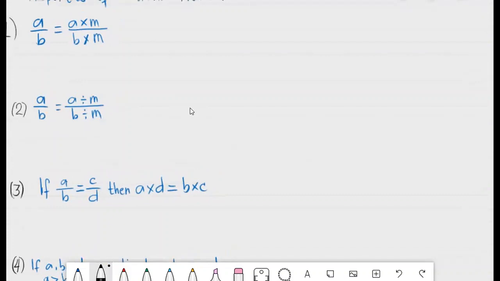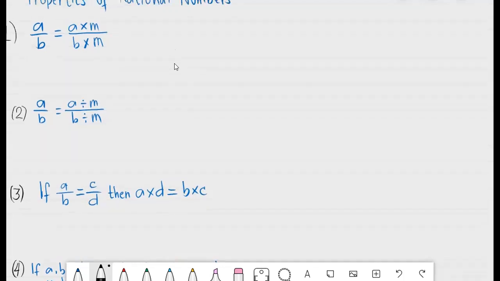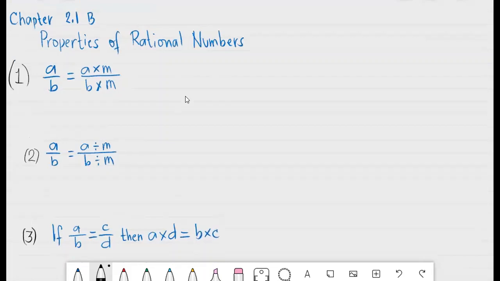Okay, so the first property states that the value of a rational number remains unchanged when its numerator and denominator are multiplied by the same non-zero number. As you can see, if we have a over b multiplied by m in both the numerator and the denominator, its value doesn't change. It would still be the same.